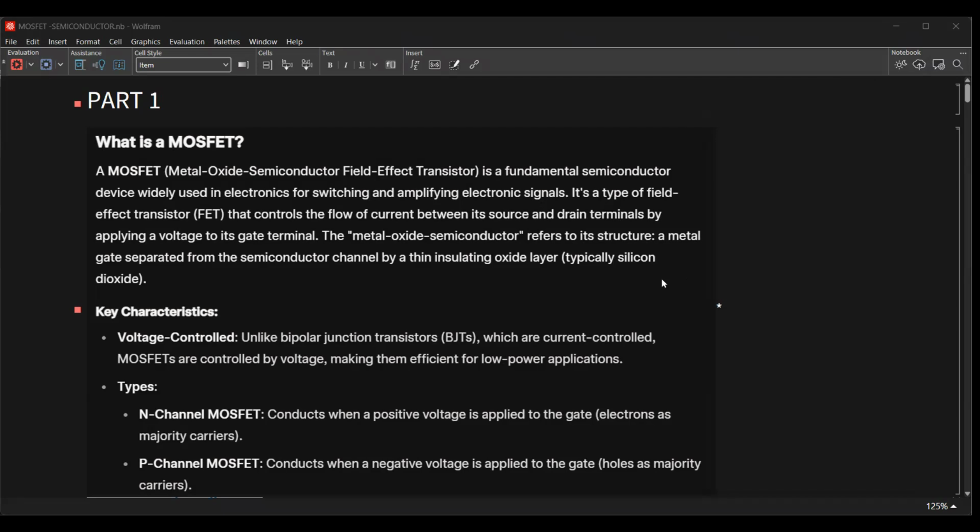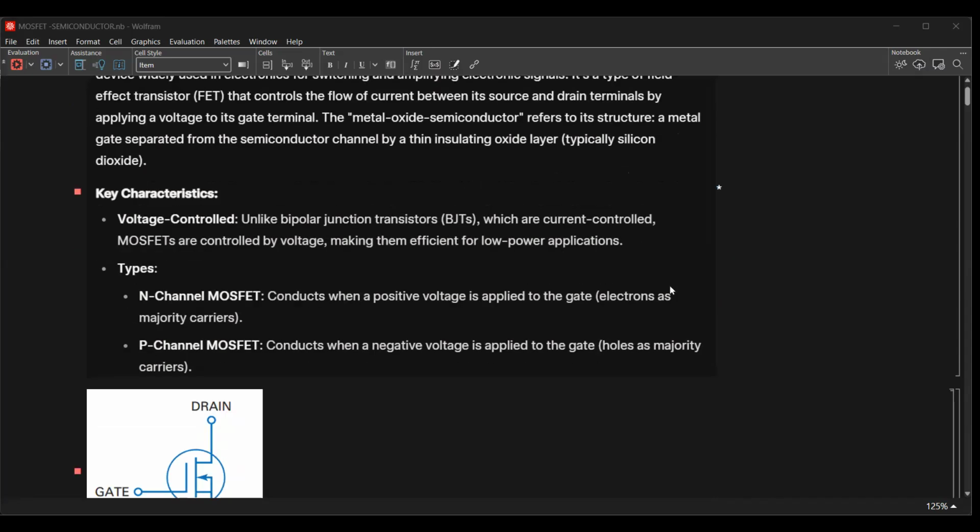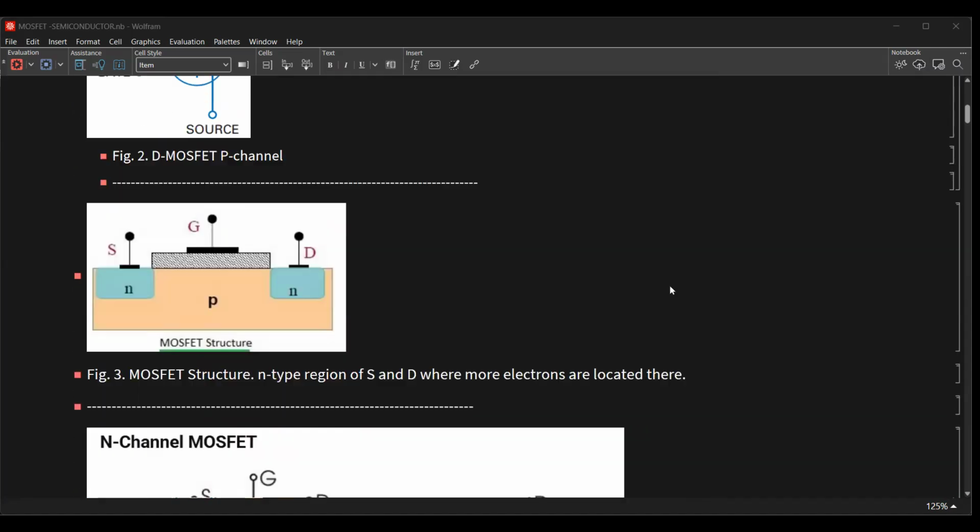The metal oxide semiconductor refers to the structure, a metal gate separated from the semiconductor channel by a thin insulating layer, typically silicon oxide. So for example, here we have a gate and we have the metal oxide here. We have the gate here separated by the metal oxide from the P substrate.